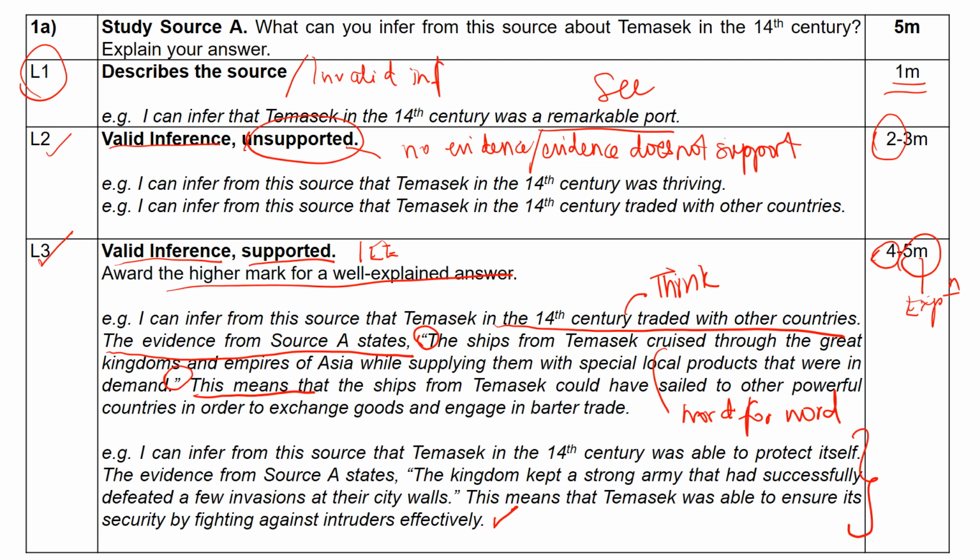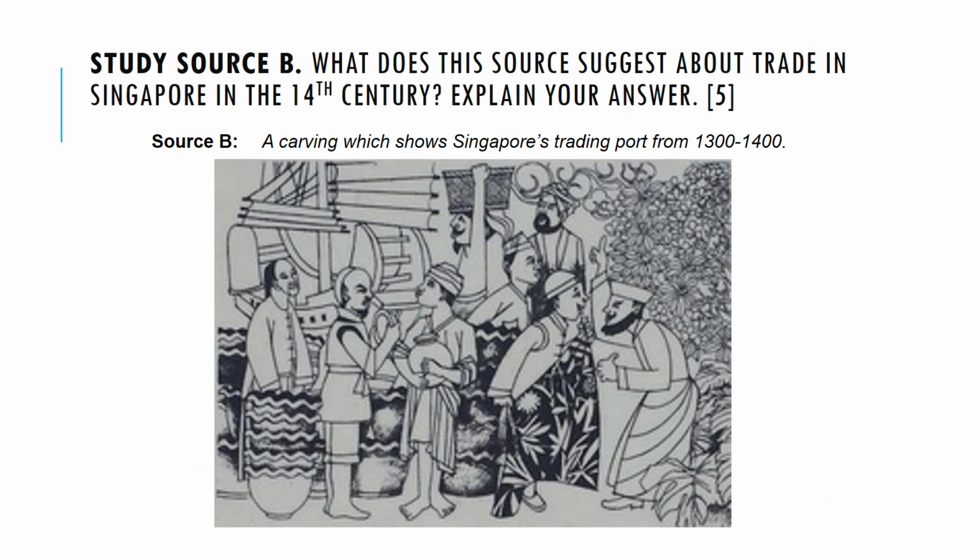Okay, let's move. Source B now. This time around we have a pictorial source. Let's look at the question. It says, what does this source suggest? Now I'm a bit confused. It doesn't really have the word inference in it. So is this an inference question? Yes, it is also an inference question. So an inference question doesn't have to be framed as what can you infer. It can be what can you learn, what does this source suggest, many different ways to phrase an inference question.